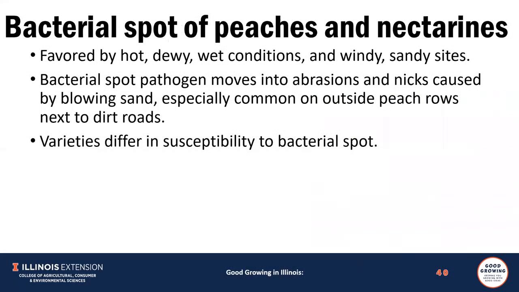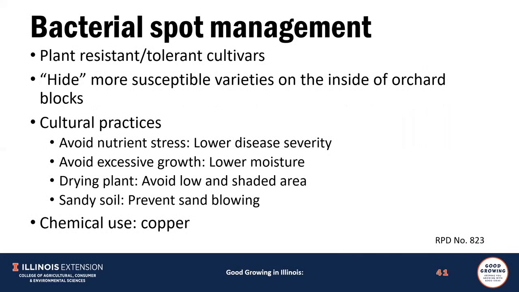And so in sandy sites, that skin of the peach can be somewhat sandblasted by wind and the sand particles, and so if you have a sandy site for your peaches, you can try to mitigate that a little bit with cultural practices. But the varieties do differ in susceptibility. So again, planting resistant, tolerant cultivars, using your cultural practice, and fixed copper sprays from dormant bud through shuck split can reduce your fruit infection.